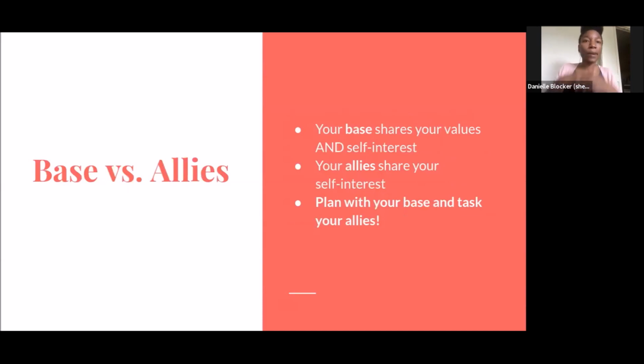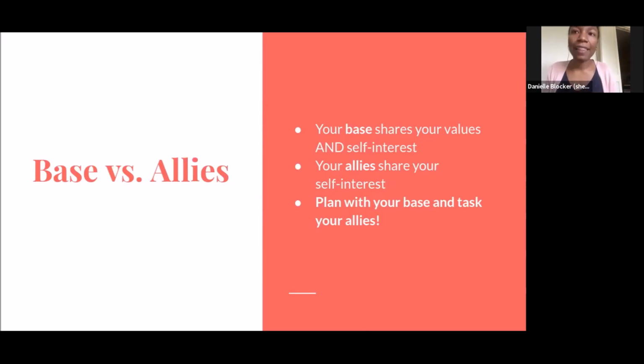And so campaigns often need two groups of folks, right? I've mentioned these words a lot. I'm gonna define them a little bit more. So we have our base, we'll need our base, right? These are people who share our values most of the time and also share our self-interest, right? And so these are often people in our organization. If we are in a climate change organization, they care about climate change, they come to our marches, etc. But they also share our self-interest in accomplishing the specific issue solution or getting the specific legislation that we want.